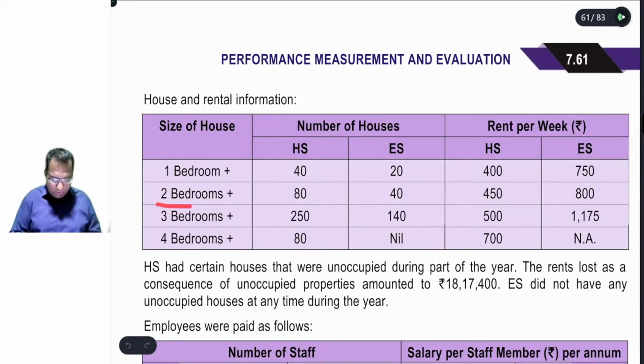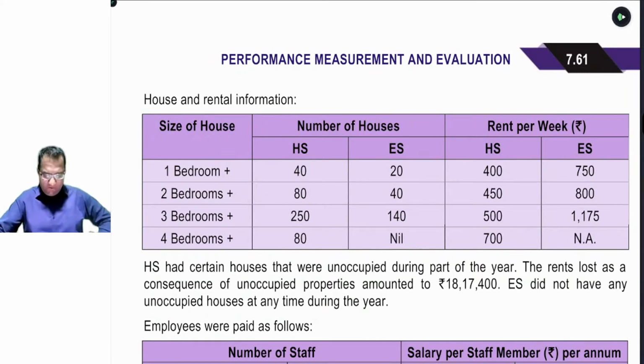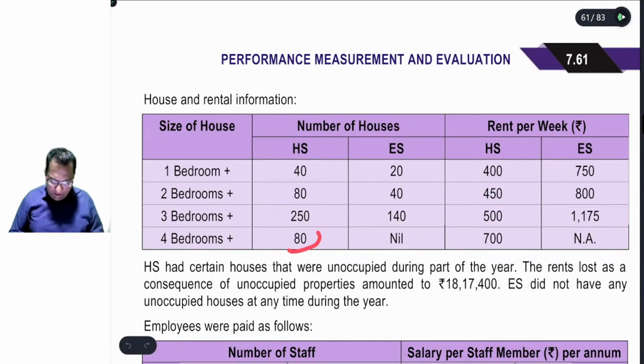1 bedroom, 2 bedroom, 3 bedroom, 4 bedroom are given. And what is the rent per week? Our rent is lower, their rent is higher. Whether it's justifiable, yes, 100% it's justifiable because we are a not-for-profit organization. Therefore our rent charges will have to be comparatively lower than those of our competitor, who is in the profit sector. This point is absolutely right. And we have 80 four-bedroom accommodations, while our competitor is not having any type of 4 bedroom plus accommodation.